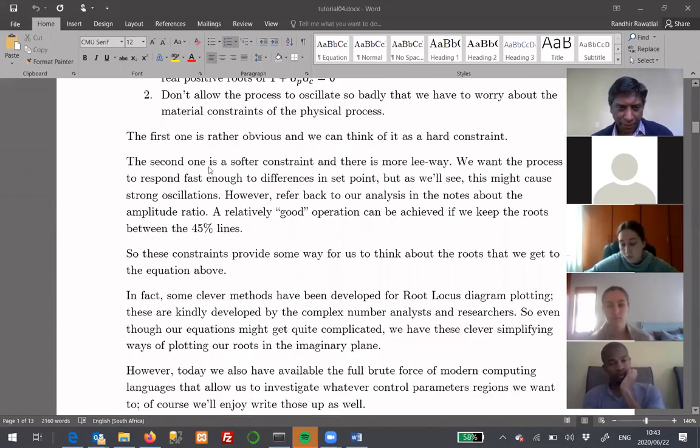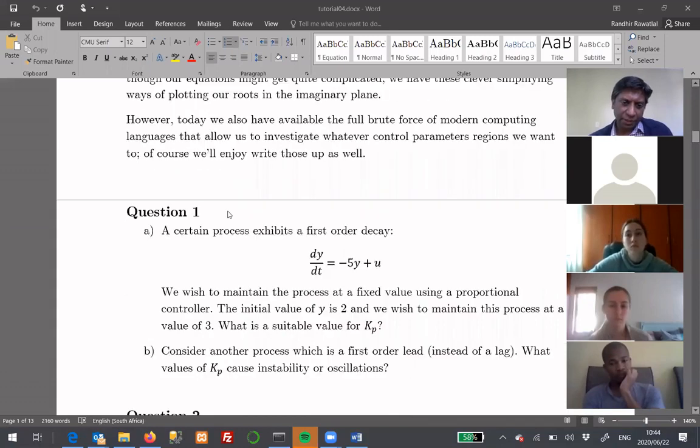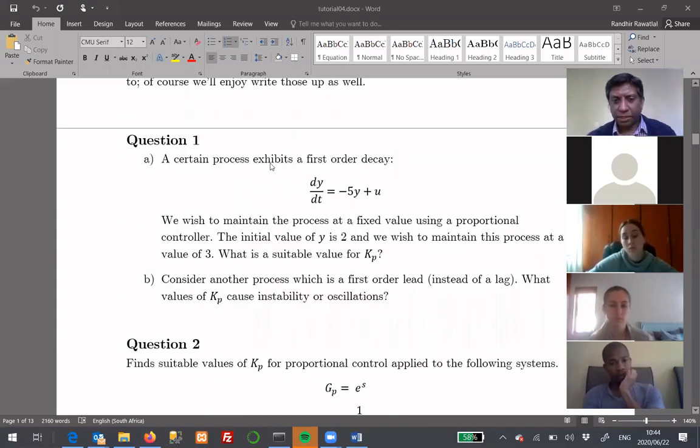Yeah, I think let's come back to this. Let's start with the example, and we'll come back to the rest of these notes here. So let's say in this question 1 of tutorial 4, we have a process that has this first order decay, right? So the process itself, dy dt equals minus 5y, right? So we know that this is an exponential decay.